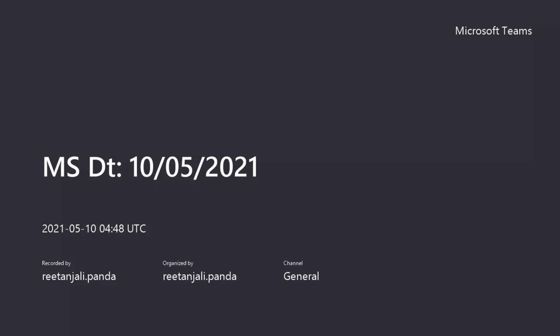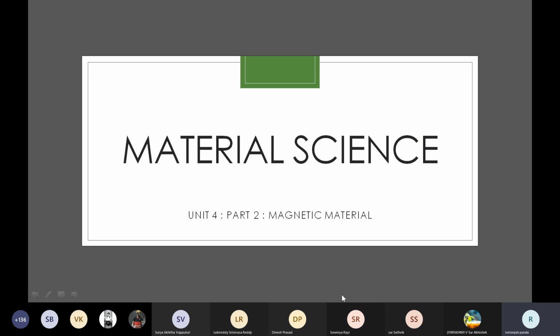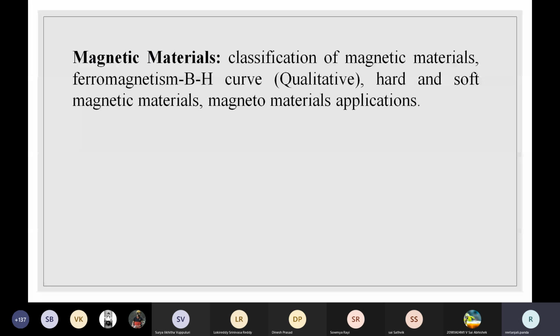4 is belonging to this magnetic material. So under material science, as we know, magnetic materials, we are going to read about magnetic material. These are the following things we are going to learn: the classification of magnetic material and BH curve for ferromagnetic material. Then we will learn what is a hard and soft magnetic material and their applications.